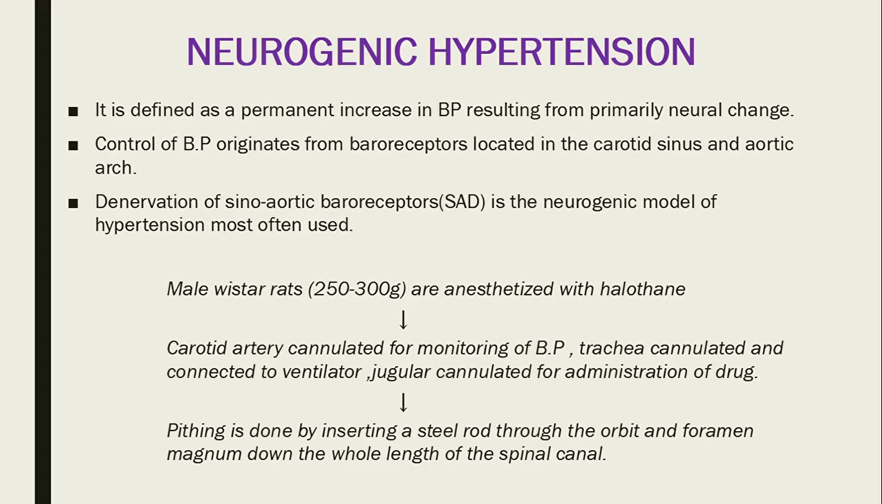Male Wistar rats of 250 to 300 gram are anesthetized with halothane. Then the carotid artery is cannulated for monitoring of blood pressure. The trachea is cannulated and connected to a ventilator. The jugular vein is cannulated for administration of drug.